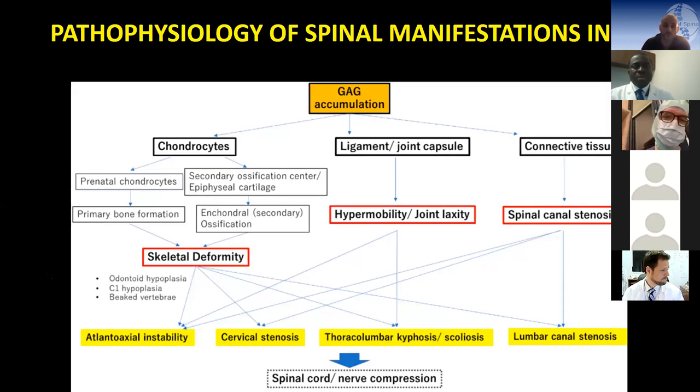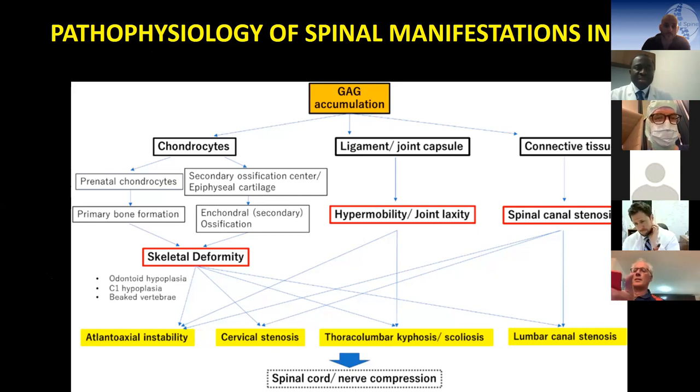So the spinal pathology that we see in MPS syndrome can be explained by this chart. Basically, you have accumulation of glycosaminoglycans in the different tissues. Primarily in chondrocytes, which affects both primary and secondary ossification, that leads to the skeletal abnormalities that create the skeletal deformities. There's also accumulation in ligaments and joint capsules, which leads to ligamentous laxity and hypermobility, that ultimately contributes to the development of thoracolumbar kyphosis and scoliosis.